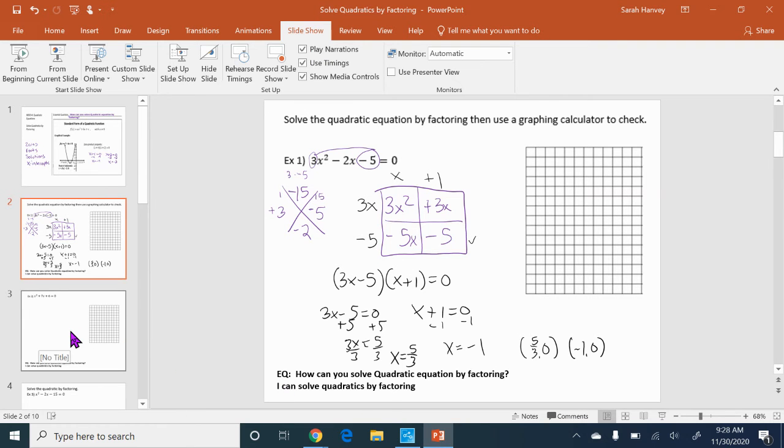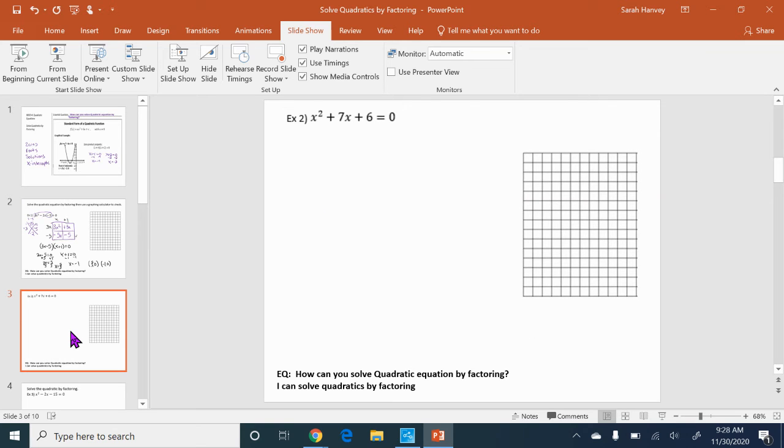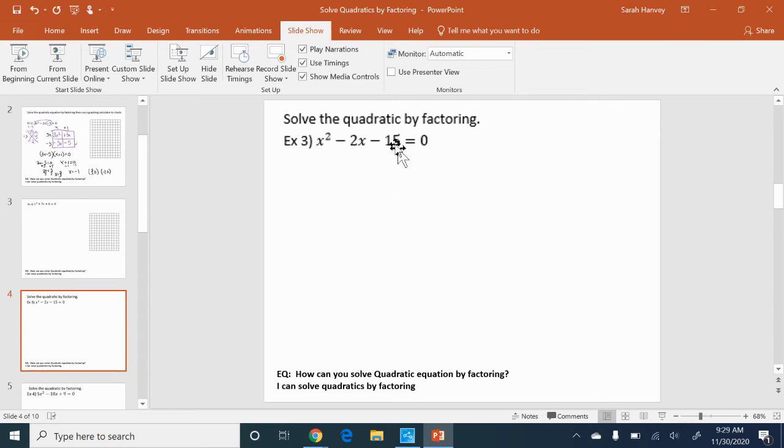All right, let's do one more. And I think, let's skip that one. We don't need to do that one. Let's take this one and solve by factoring.